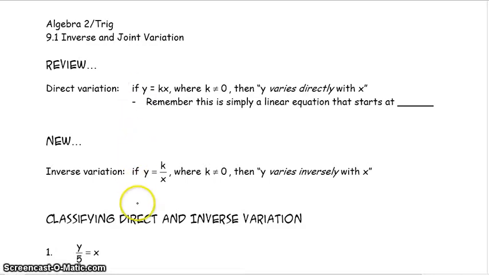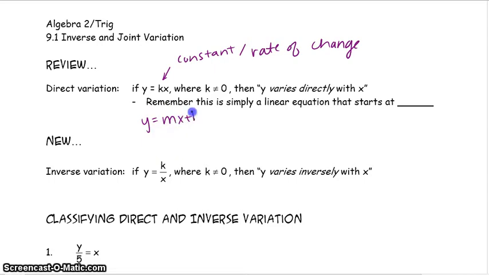That's just if y equals kx, where k does not equal 0, then y varies directly with x. This k value here is just a constant. Another word you may use is rate of change. So this is like our slope, because if we remember our equation for a line, it was y equals mx plus b. For direct variation, it's just a linear equation that starts off at (0, 0). So that's when this b value equals 0.